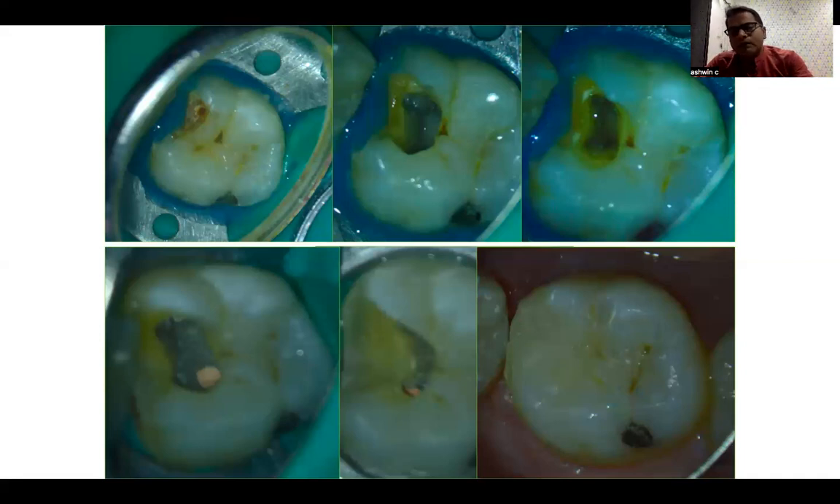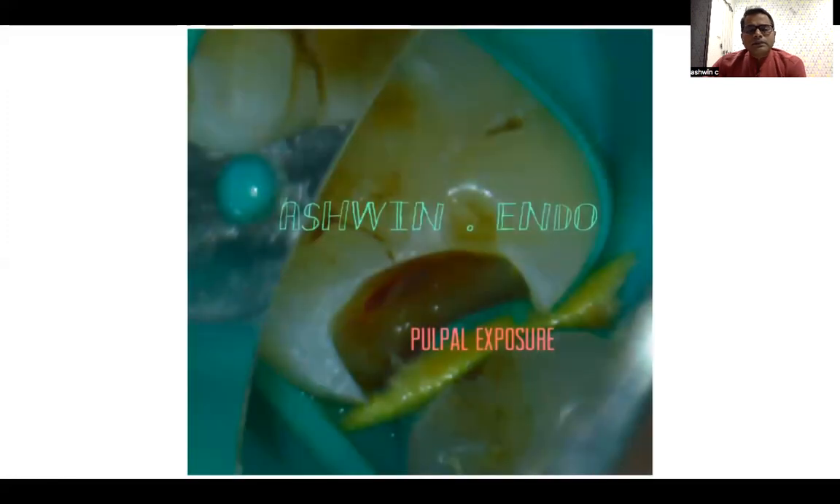Okay, so you can go for the conservative access whenever possible. If you are opening up too much, from now onwards try to open up a little less. But after removing the caries, do not keep the caries there. That's the first step. See another case.